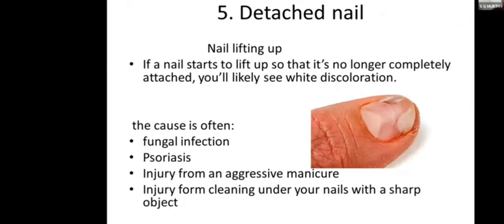Detached nail, the nail getting lifted above. Now, nail is looking pink because of it being attached to the nail bed. Now, if it is lifted above the nail bed due to any reason, it will look white like how it is seen in the picture. Now, what are the causes of nail getting detached from the nail bed? It is either fungus or psoriasis or some aggressive manicure or some damage with a sharp object to try to remove something like a wooden splinter that has gone inside, and you try to remove it and you detach the nail from that area. That is what causes this detached nail. So fungal infection and psoriasis are the diseases, and other things are injury and aggressive manicure.